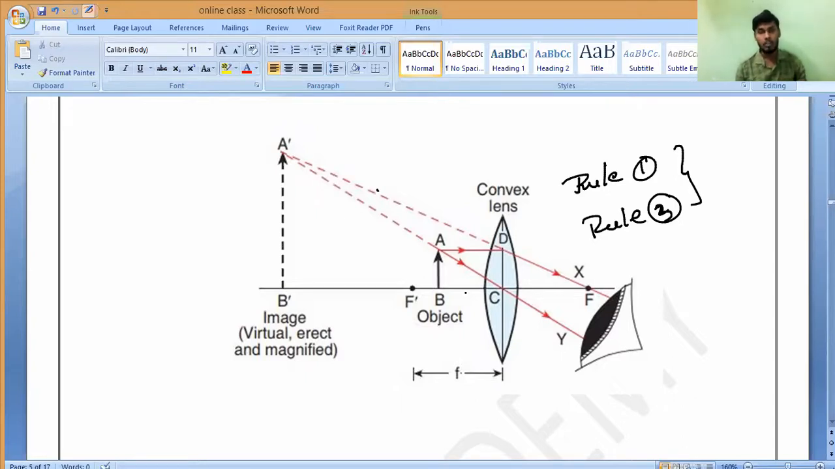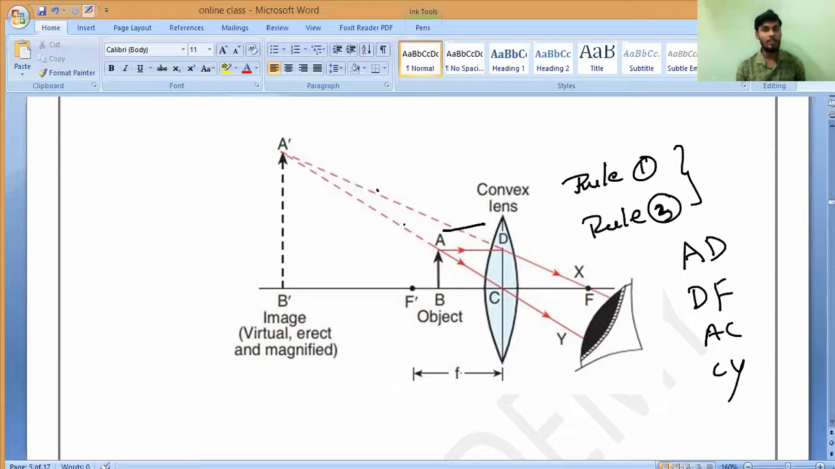All of you remember. So what is the incident ray? First incident ray here, all of you tell me. What is the first incident ray here? AD. First incident ray is AD, and the refracted ray is DF. Next, the second incident ray is AC, and the refracted ray is CY. That is what you remember.